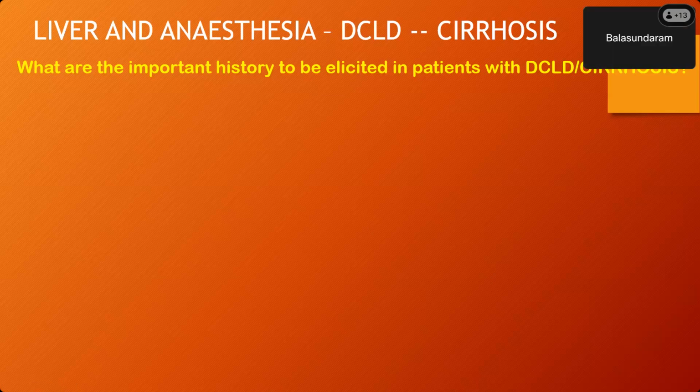History of jaundice, sir. In DCLD and cirrhosis, the first question you want to ask is, what will be the patient's description of his problem? Will he say, I am suffering from jaundice or yellow discoloration of my skin? Complaints of breathlessness, history of abdominal distension, and edema. Okay, then.